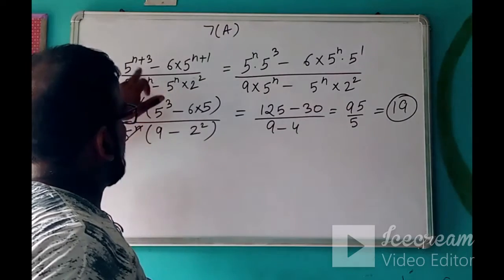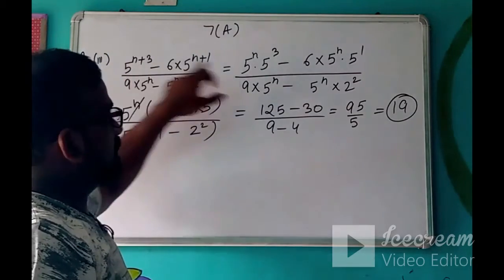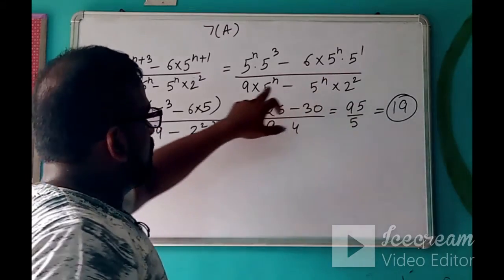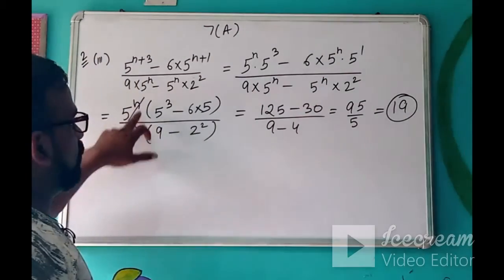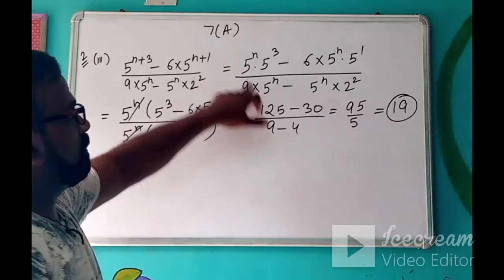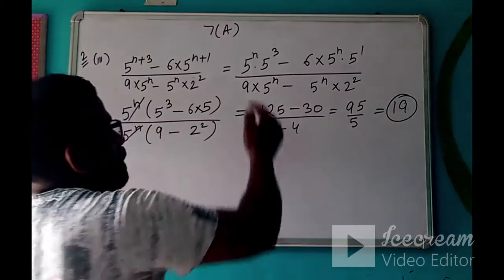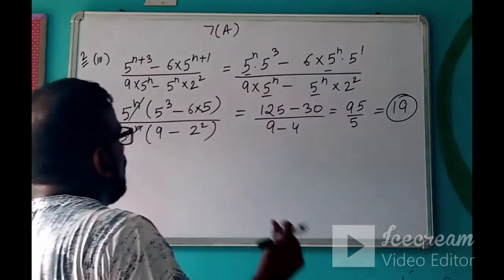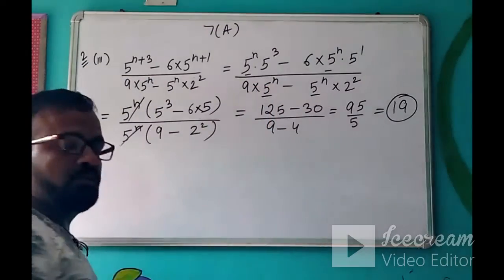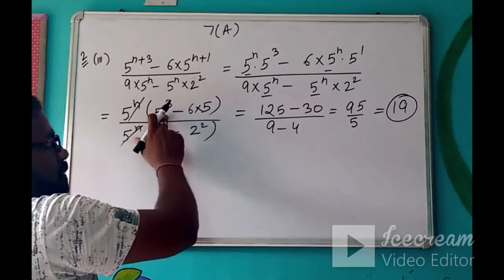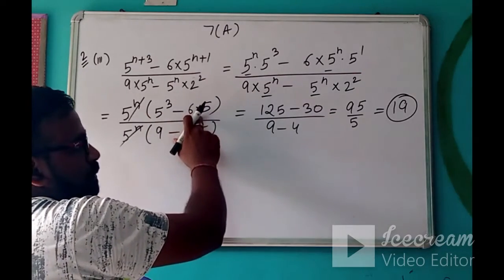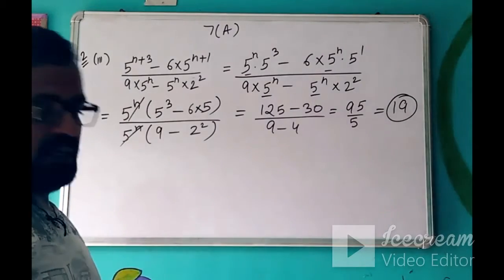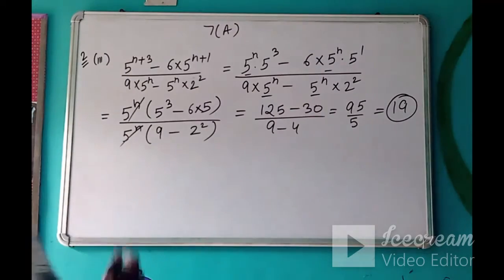So first I split 5 to the power n plus 3 and 5 to the power n plus 1 like this. Then in the next step I took 5 to the power n common from here and from here. After taking it common, we will not use any law, we will simply solve this: 5 cube, 6 into 5 you will get 30, and the answer will be 90.